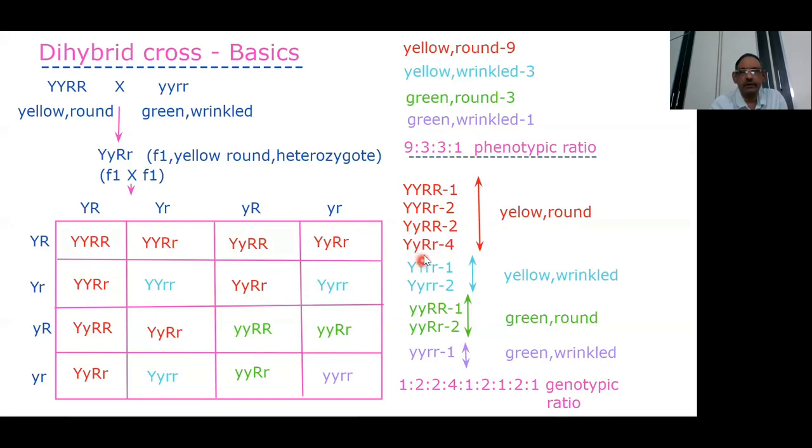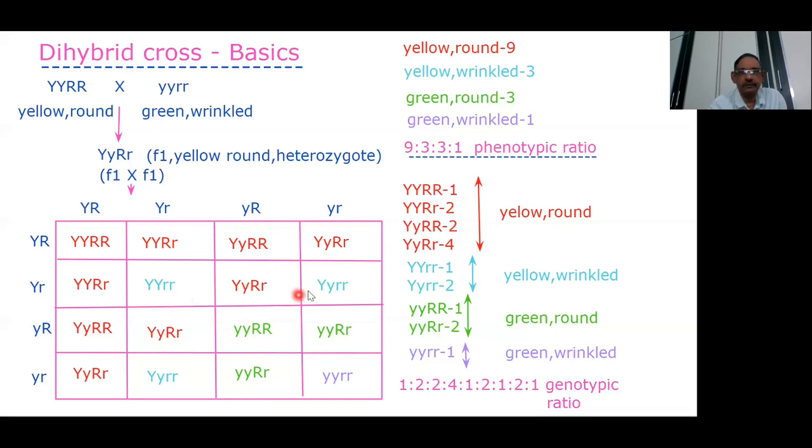Capital Y, small y, capital R, small r, all these are double heterozygotes. 1, 2, 3, 4. So double heterozygotes are 4. Then Y heterozygous, R homozygous: 2. Y homozygous, R heterozygous: 2. Both Y and R homozygous dominant: 1. So the progeny are obtained in a genotypic ratio of 1:2:2:4. Similarly, we can go on to see the genotypes of one Mendelian recombinant, yellow wrinkled.